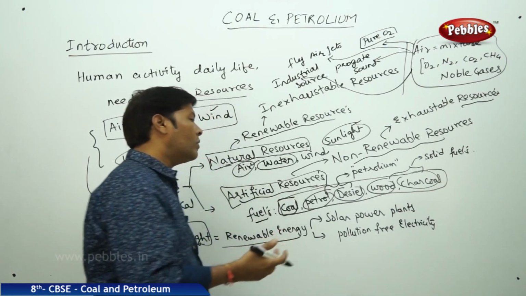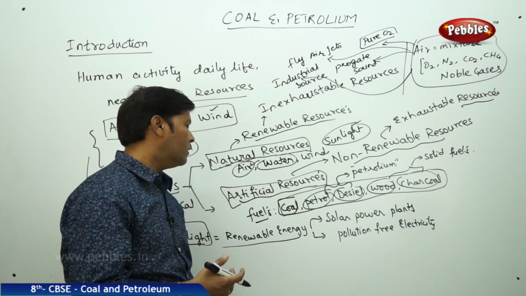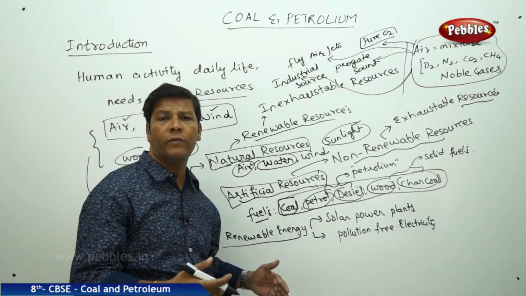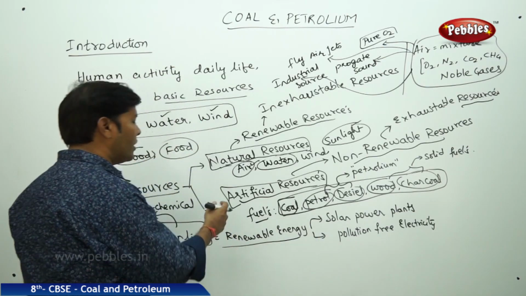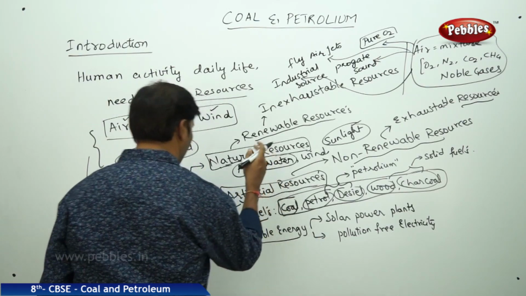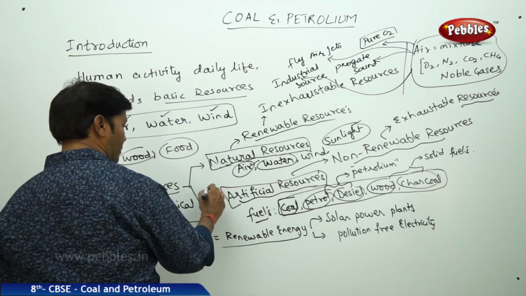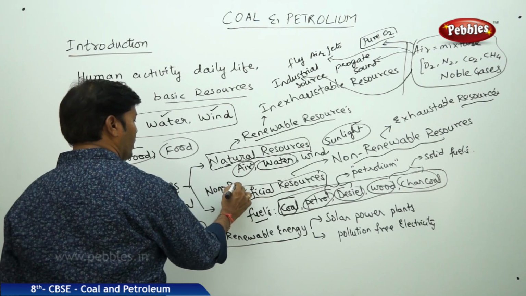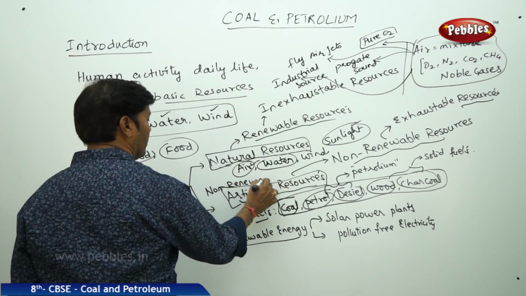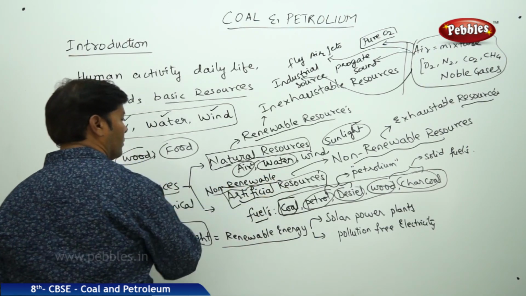So let us also find out how efficient we are in utilizing the limited resources of energy, that is artificial resources, that is non-renewable. We can say that these are non-renewable sources. Artificial sources are non-renewable sources.